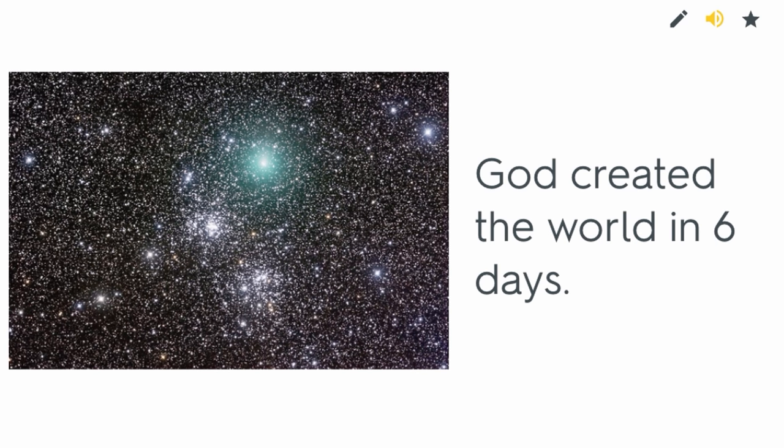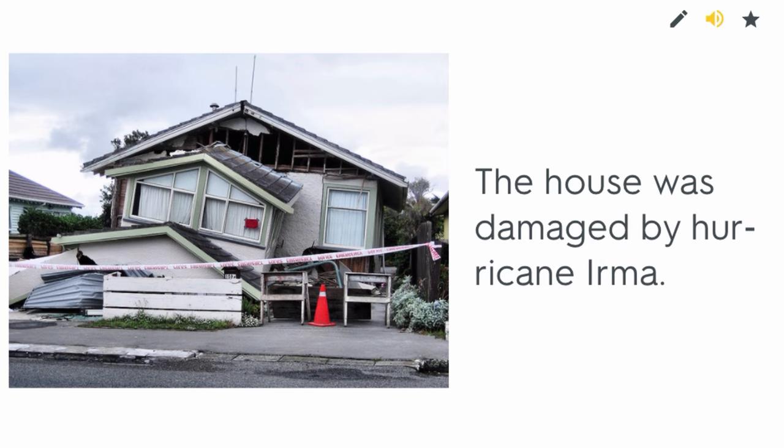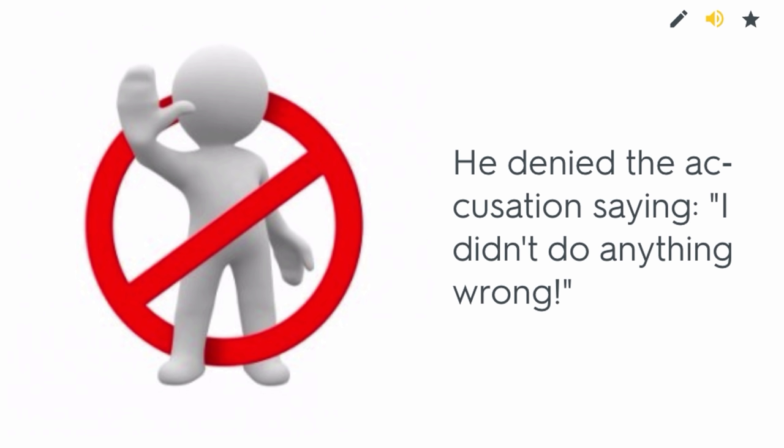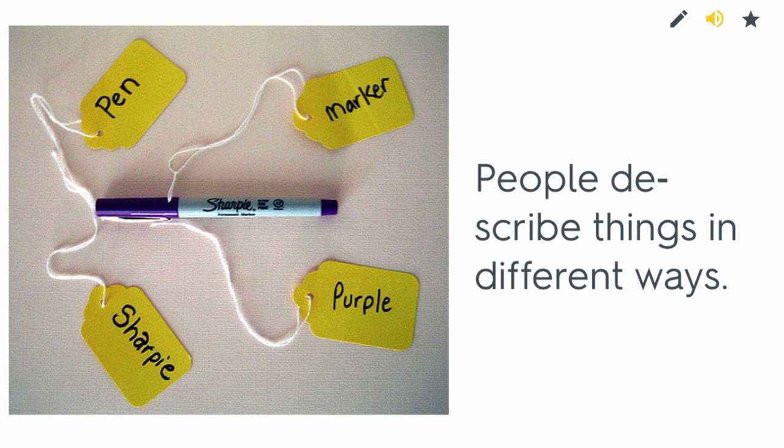To create. God created the world in 6 days. To damage. The house was damaged by Hurricane Irma. To deliver. The mailman delivers the mail. To deny. He denied the accusation saying, "I didn't do anything wrong." To describe. People describe things in different ways.